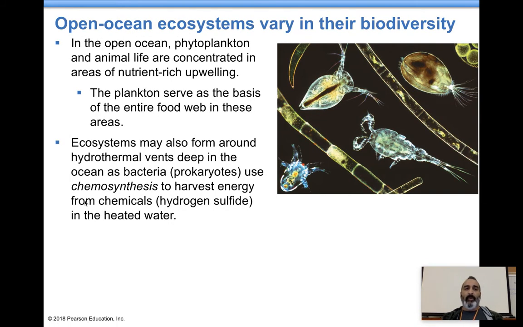Okay, open ocean ecosystems, they vary. Why? Because it's the open ocean. But what is the base of the food chain in these ecosystems? The base of the food chain in these ecosystems is plankton. Which kind of plankton? Phytoplankton. Phytoplankton get eaten by another kind of plankton called zooplankton. Okay, so there's different kinds of plankton. Zooplankton are the ones that look like animals. Phytoplankton are the ones that look more like plants.